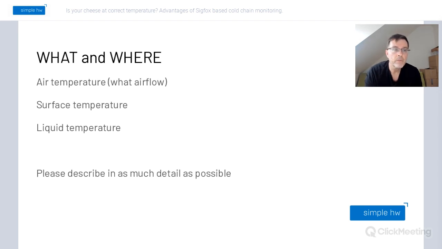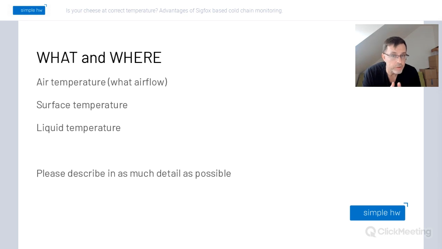So we are from data and from processes, we are back to the hardware. Again, please define what you want to measure with the customer, whether it's air temperature, and what kind of airflow is being expected at the place, because the airflow influences the reaction time of the device. Sometimes you can measure surface temperature, sometimes you want to measure the liquid temperature. So please define in the project specification what will be measured and also where it will be measured.